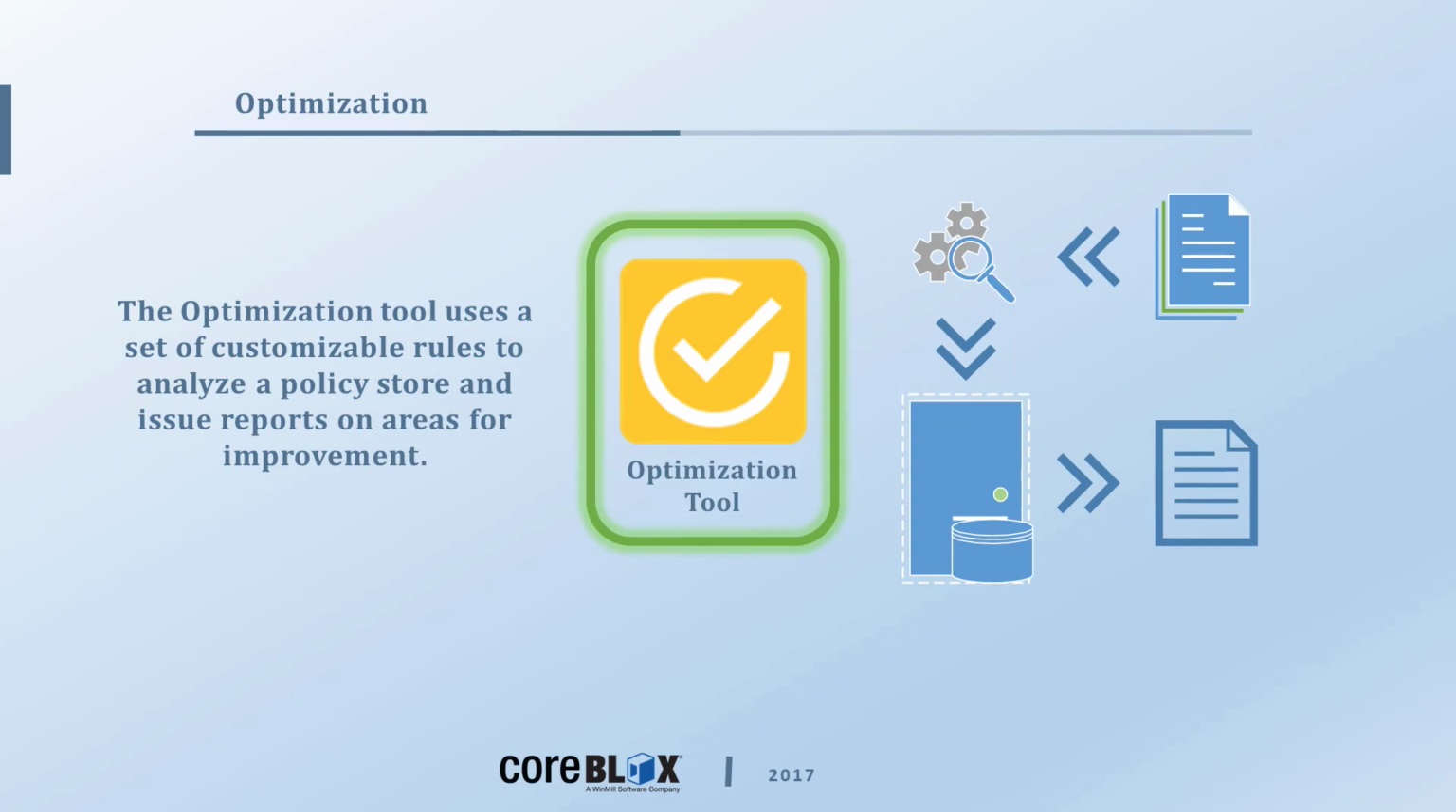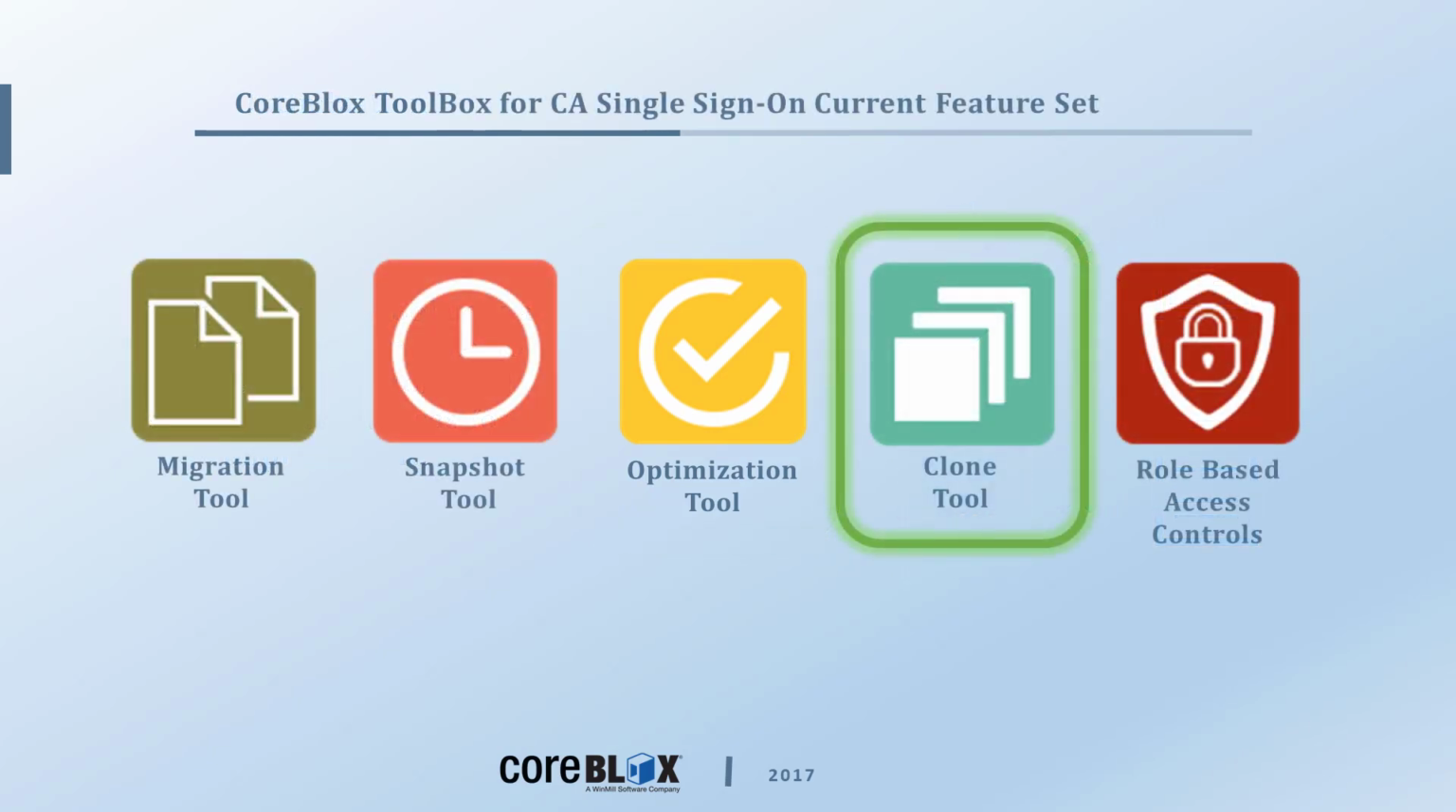The optimization tool uses a customizable rule set to analyze a policy store and report back possible areas for improvement according to CA's recommended best practices, and once customized, your own organization's preferences. After the optimization tool, we'll take a look at the cloning tool, which is especially useful during an upgrade process.